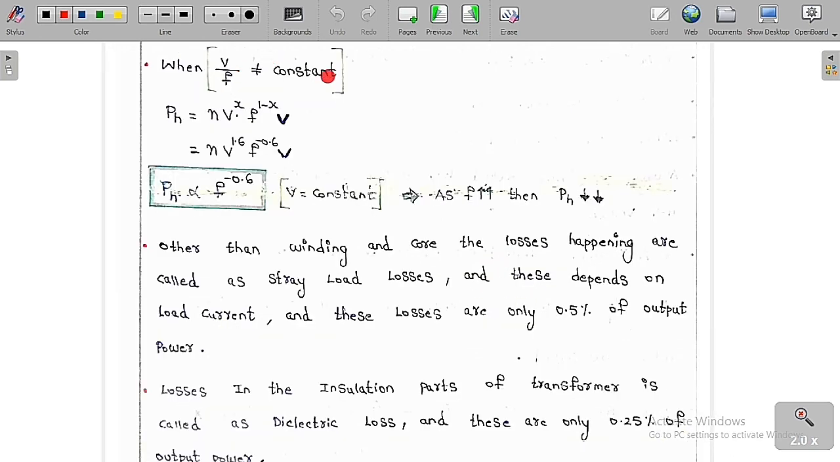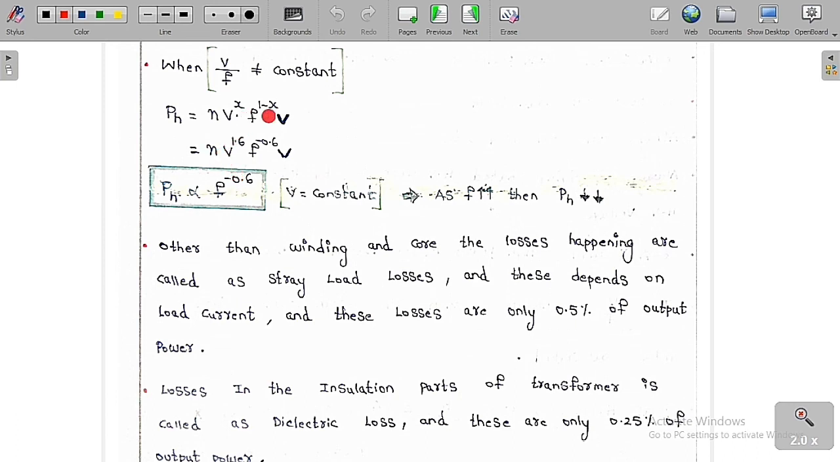Suppose when V by F is not equal to constant, then what is going to happen? I have already told you, whenever V by F is not equal to constant, the hysteresis loss is eta into Bm to the power of x into F into V. Bm is nothing but V by F. So if we do this, we get V to the power of x into F to the power of 1 minus x into volume of core. This is nothing but the volume of core, and this is the voltage that you are going to apply.